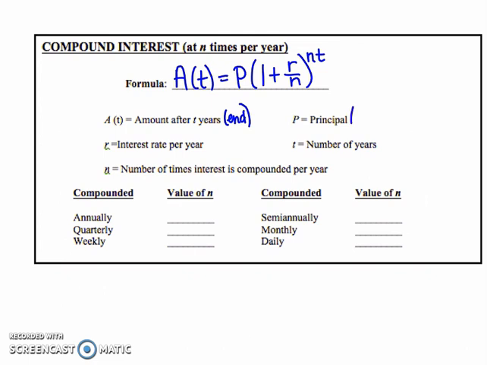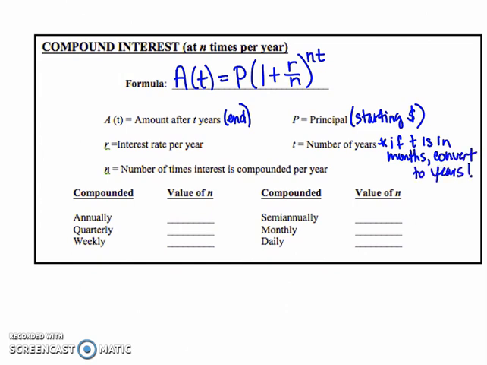P, the principal, stands for the starting amount of money that you're investing. T is the time period in years. So I want to put a little note here. If t is in months, you must convert it to years. R is our interest rate. And remember, whenever we're working with interest rates, we always have to make sure that we have them in decimal form. So change to a decimal.